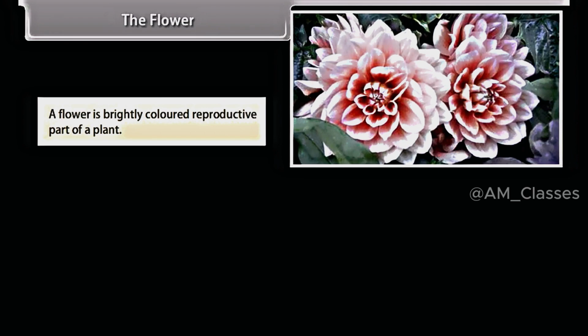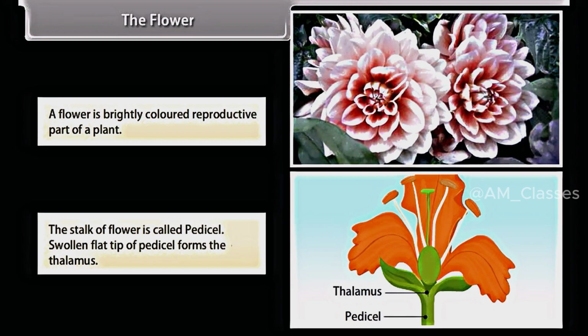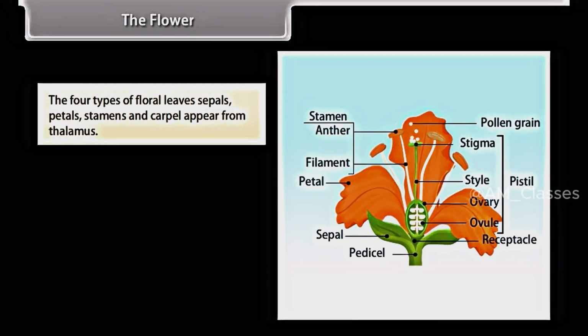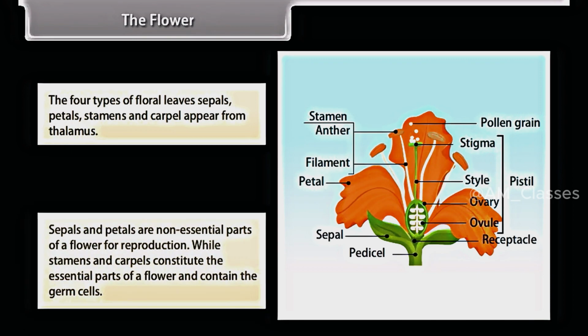The flower. A flower is brightly colored reproductive part of a plant. The stalk of flower is called pedicel. Swollen flat tip of pedicel forms the thalamus. The four types of floral leaves, sepals, petals, stamens, and carpel appear from thalamus. Sepals and petals are non-essential parts of a flower for reproduction, while stamens and carpels constitute the essential parts of a flower and contain the germ cells.